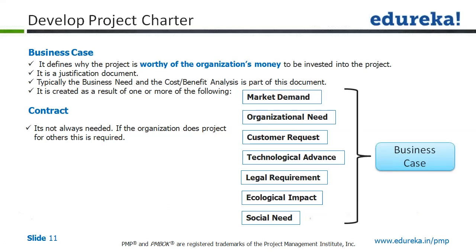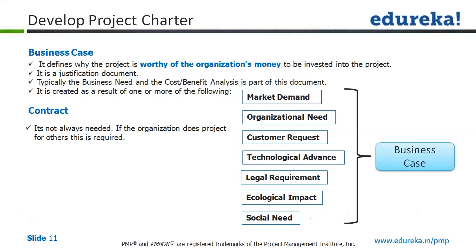Look at the business case. The business case very clearly defines why the project is worthy of the organization's money. It's a document which justifies the need of that project. This is a document which talks about the cost benefit analysis. It gives an indication of why we are into that project, what we need to invest, and what benefits we are going to gain out of it. So this is part of the business case.